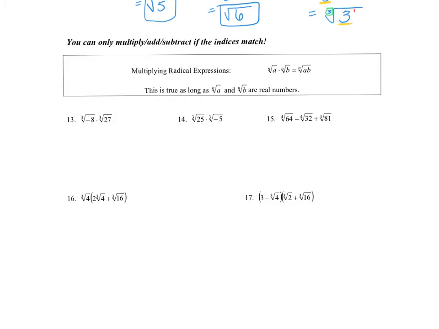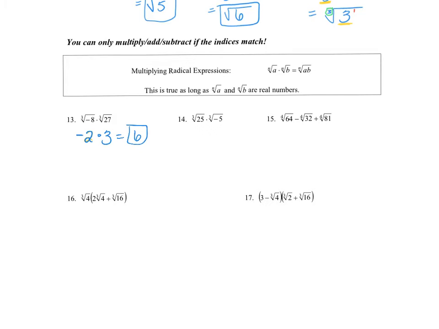Looking at number 13, we have the cubic root of -8 times the cubic root of 27. Always first make sure that your indices match. That way you know you can multiply them together. They do. What I would also make sure to look for is, can I simplify these before I multiply them together and get this big number underneath the radical? Well, the cubic root of -8, we already said was -2. And the cubic root of 27 is 3. -2 times 3 is -6. Nice and easy.